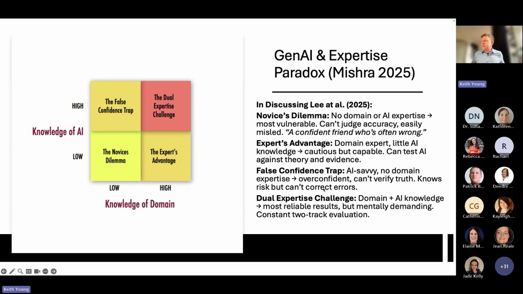The expert's advantage is they're a domain expert. They have little... apologies, I just need to move something on the screen.